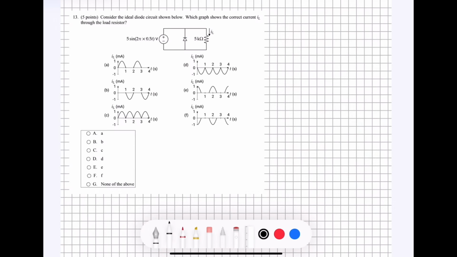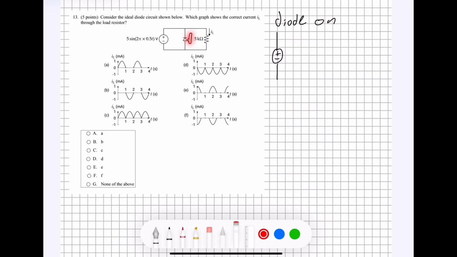Question number 13 says, consider the ideal diode circuit shown below. Which graph shows the correct current IL through the load resistor? All right, so what we know about diodes is that they only flow in one direction. So there's going to be two states for this circuit: the diode on state and the diode off state. When the diode is on, that means the current is going to be flowing in the same direction as this diode, and it's essentially going to behave like a wire.